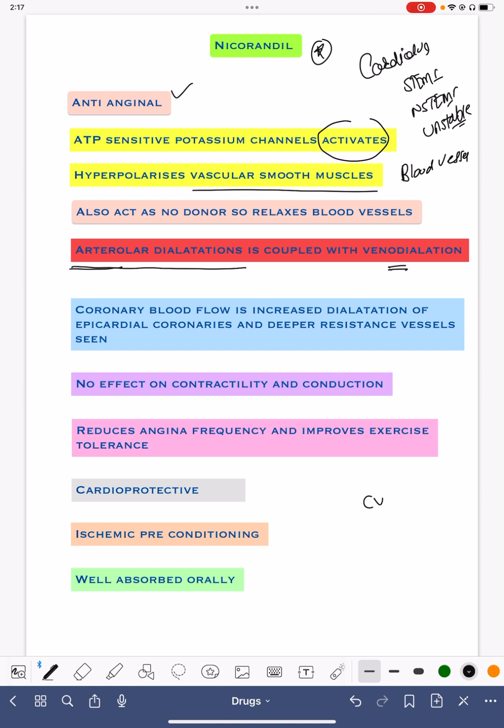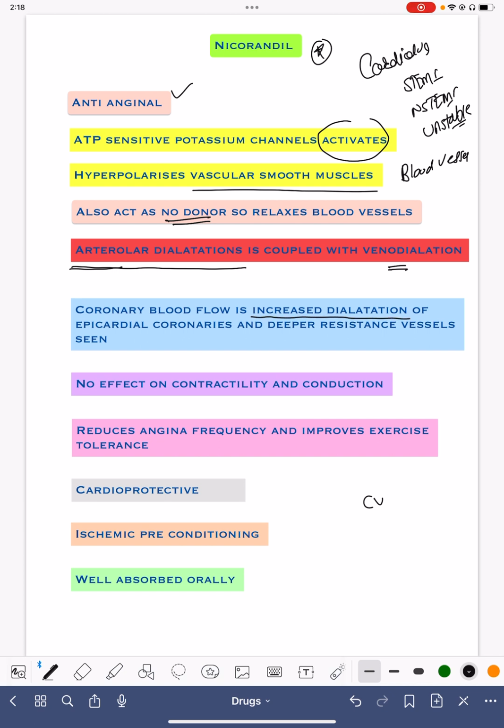And this arteriolar dilatation is because Nicorandil also acts as a nitric oxide donor. And this nitric oxide causes arteriolar dilatation, along with the relaxation of the smooth muscles, so there is an arterial dilatation also with the venodilation. So why is this arterial dilatation important?